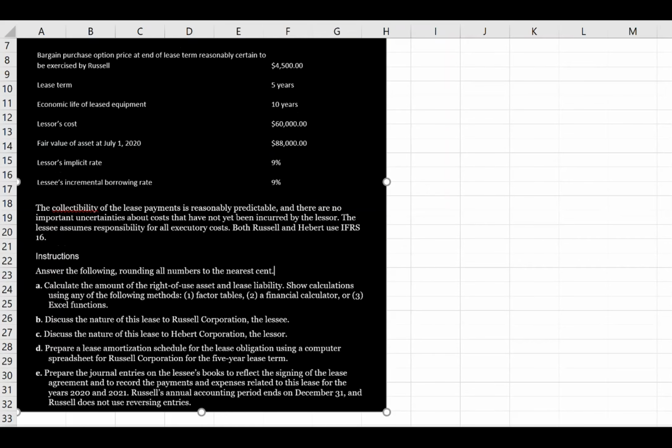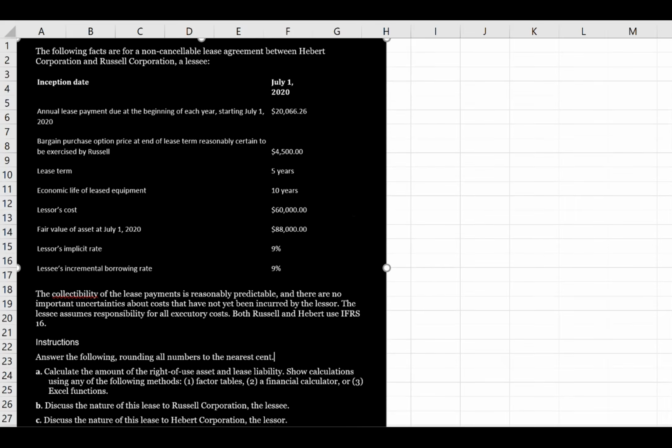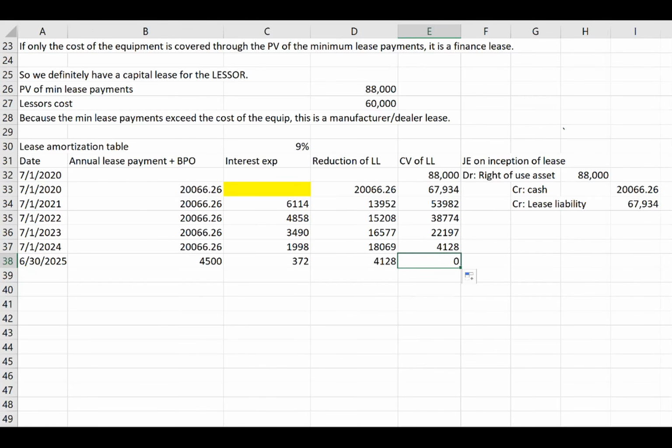So their accounting period ends on December 31st, but this lease is July 1st, I think. Sorry, July 1st. It was signed on July 1st. So we need to be really careful when we're doing our entries here. Otherwise, this seems so simple. We could just rattle it out, but we really need to be careful. So let's take a look at what that means. So we've got this entry already on the inception, and that's correct.